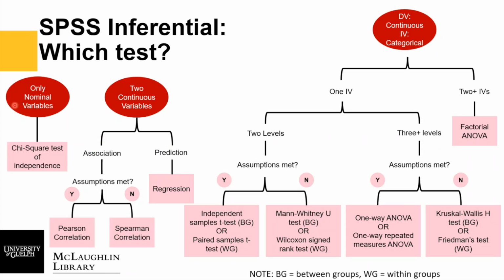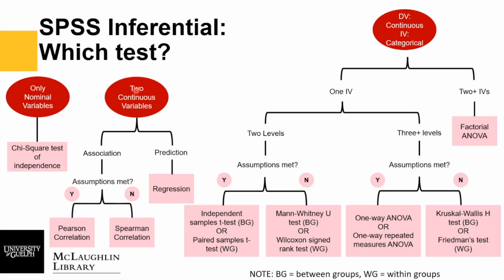If you have only nominal variables, again, those buckets where the categories don't matter, you might be doing a chi-square test of independence, looking to see, are these things associated? If you have 2 continuous variables, you've got 2 main options. If you're looking for an association, are these things associated with one another? As one thing goes up, does the other thing go up? You're probably doing some kind of correlation. And this yes-no piece here is about parametric versus non-parametric. Have you met the assumptions or have you not? Do you do the parametric version or the non-parametric version?